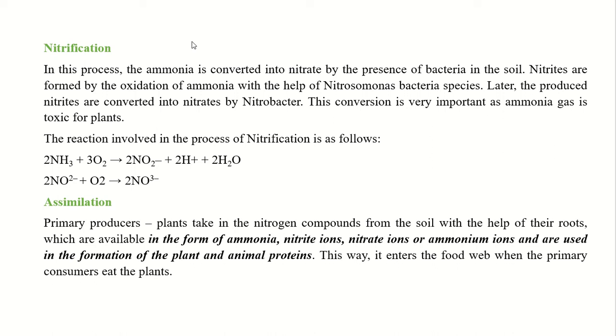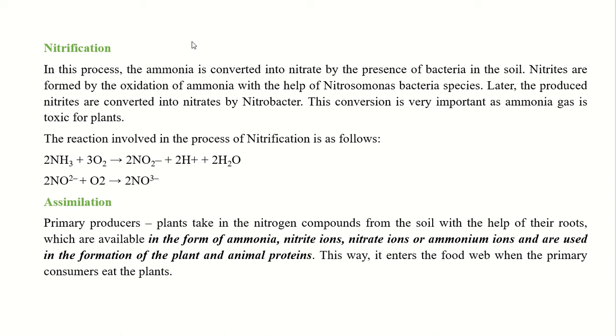Nitrites are formed by what? Which process? Oxidation. Oxidation of what? Ammonia. By the help of what? Nitrosomonas bacteria. Later, the produced nitrites are converted into nitrates. This is nitrites are converted into nitrates. Nitrate means NO3 minus, by Nitrobacter.